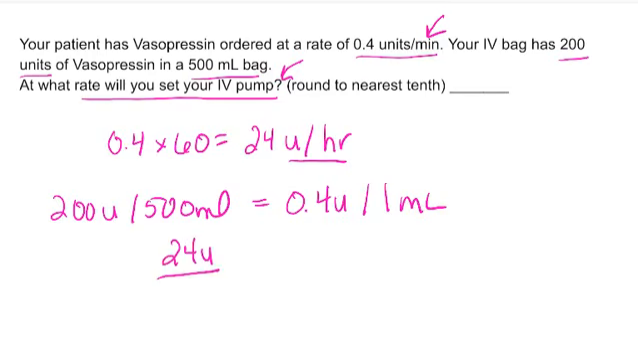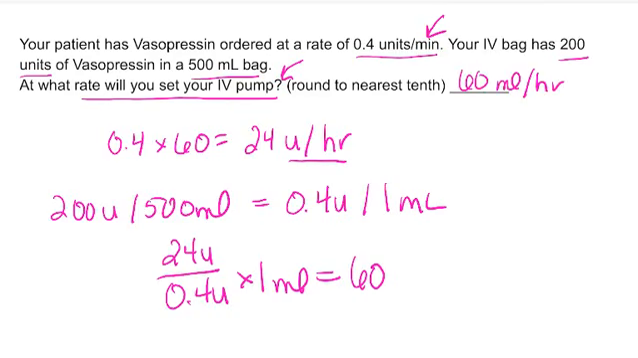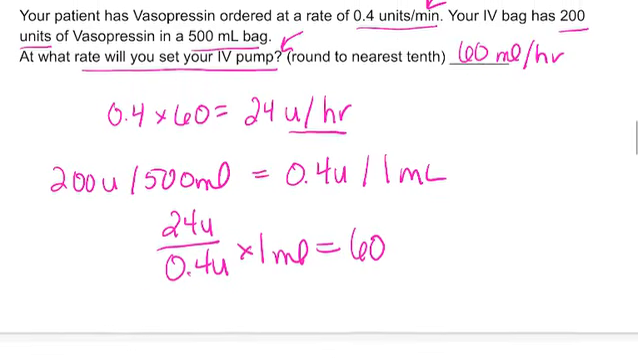And what do I have? I have 0.4 units times 1 ml. And if I do 24 and divide that by 0.4, I get 60. So my final answer here is going to be 60 milliliters per hour. Okay, that's my final answer. Okay, let's keep scrolling.